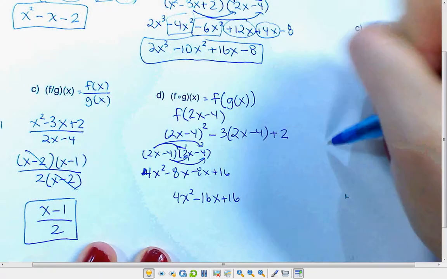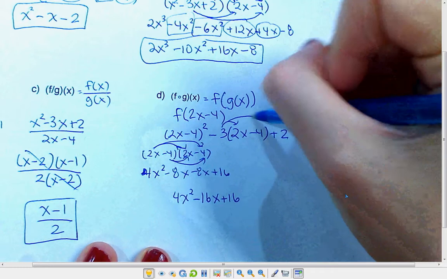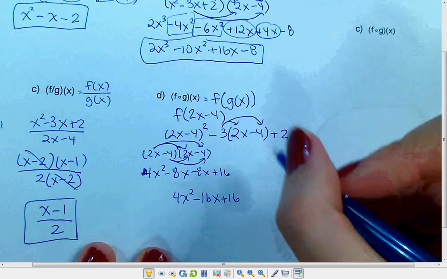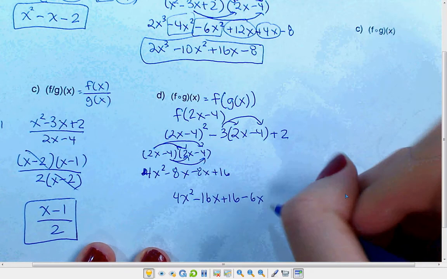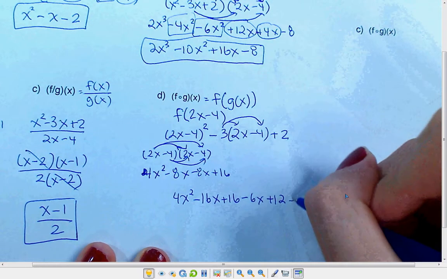And now I'm going to add on the rest of this. So I have a negative 3 times 2x, negative 3 times negative 4. I'm going to distribute that. So I have negative 6x, positive 12, and then this plus 2 at the end.